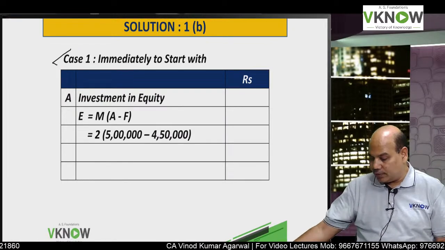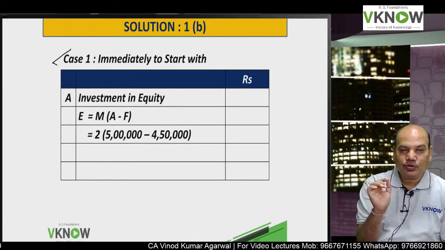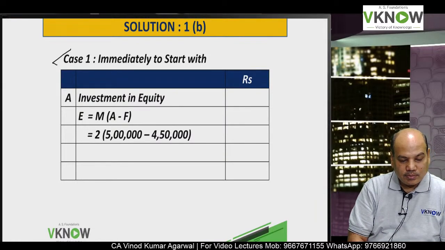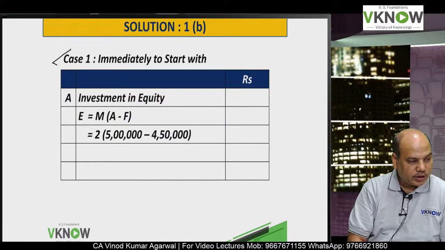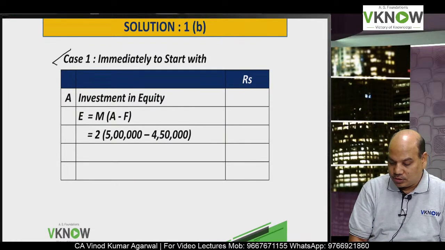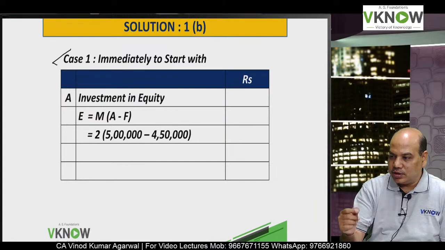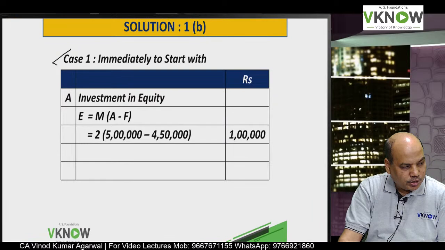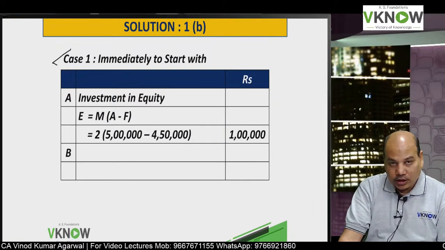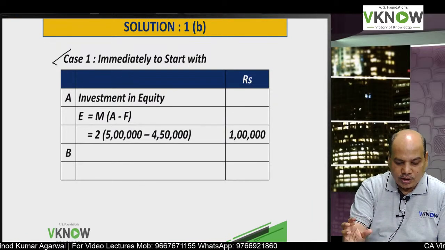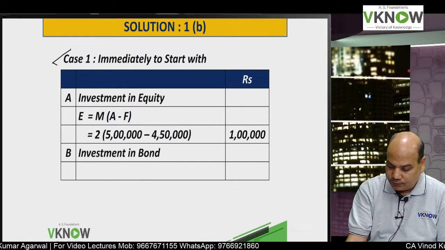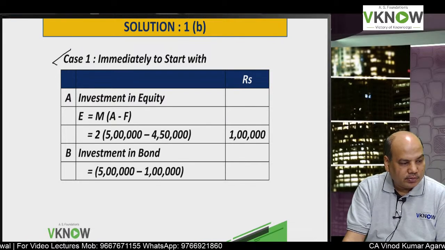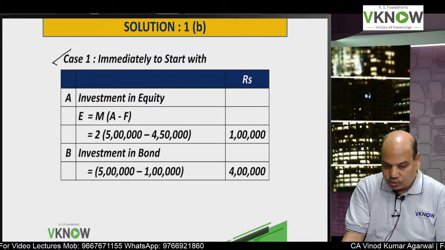Multiplier is 2, total amount available is 5 lakh, minus floor value 4,50,000. Day 1 investment in equity will be 1 lakh. And how much assets does he have? 5 lakh. Therefore investment in bond will be 5 lakh minus 1 lakh, 4 lakh.